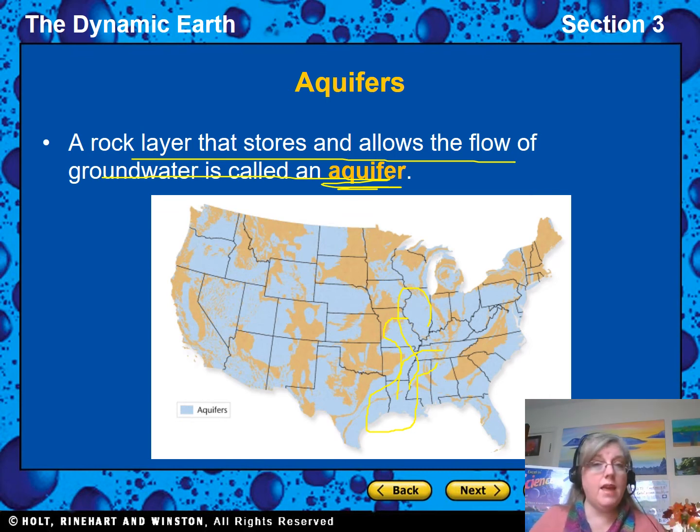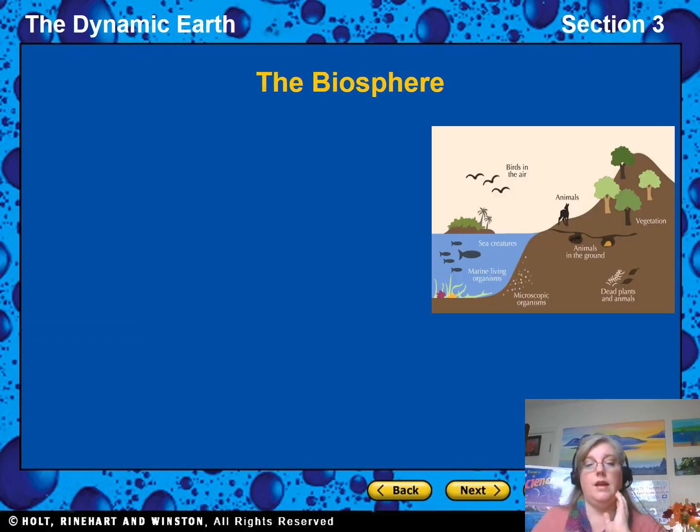Okay, so an aquifer is like a storage place for groundwater. It can be a cave or something like that, but sometimes it's just spaces between the rocks. Okay, it's not really an actual place that you could jump in and go swimming. It's not really like that. Sometimes it's just spaces between the rocks. An aquifer is a storage place for groundwater.